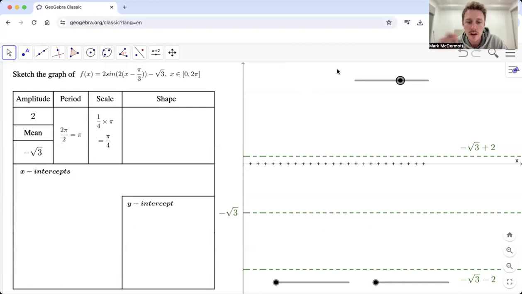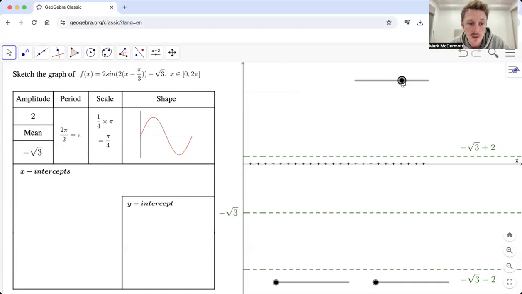Okay, so you've got your scale, you've got your line of oscillation, you've got your maximum and your minimum. The next thing you want to do is think about the shape. So you're just thinking about what graph we've got. We've got a sine graph and it's positive, so it's going to have this general shape. That's just going to give us an idea for what it's going to look like when we sketch it.